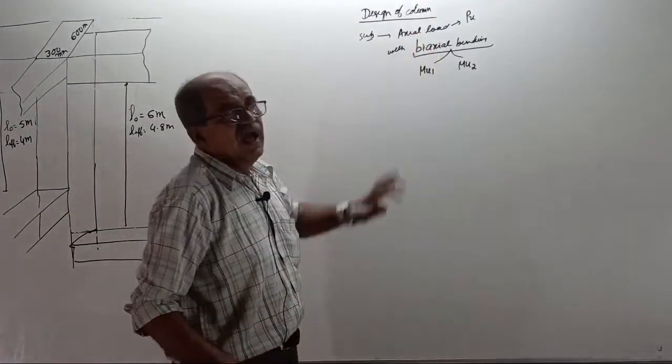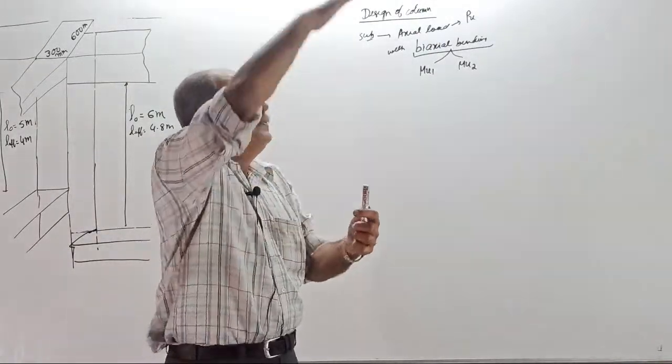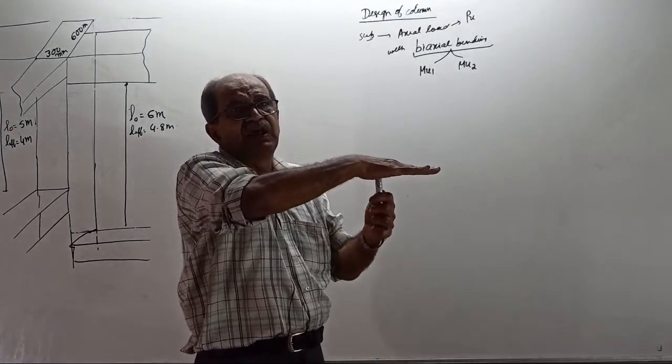See, PU is the factored axial load. You should write. PU is a factored axial load.